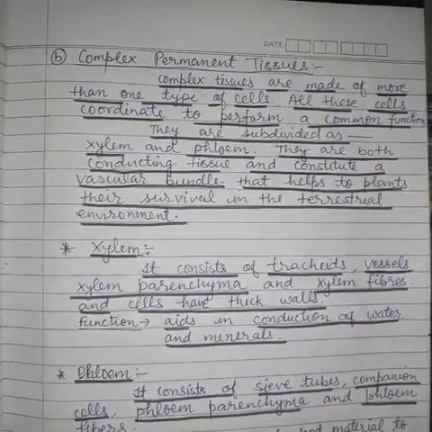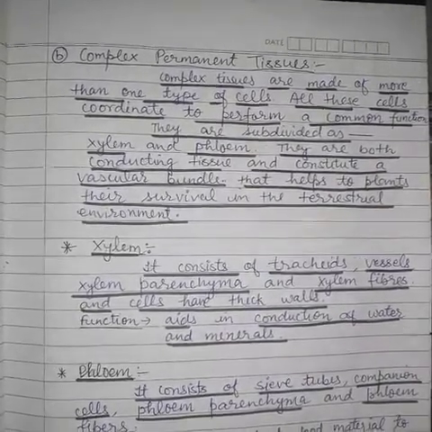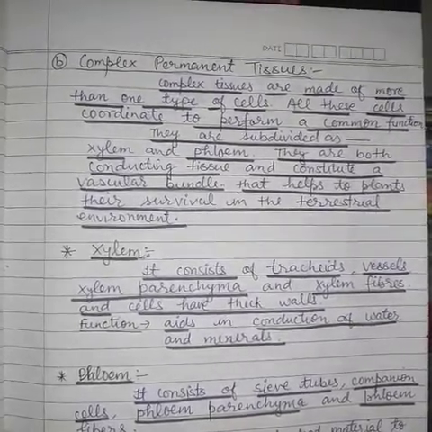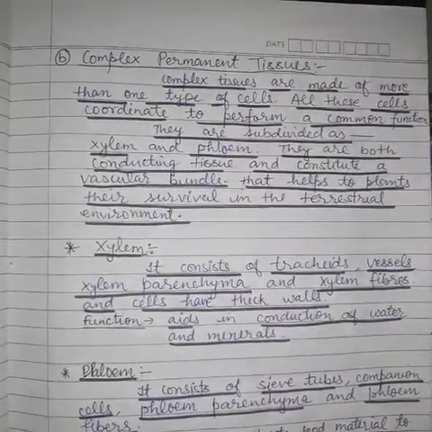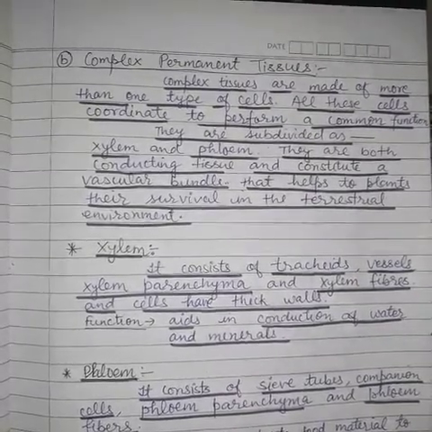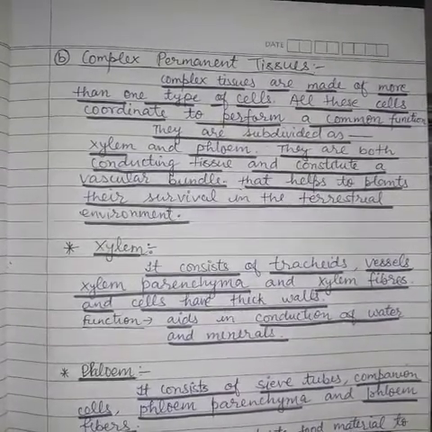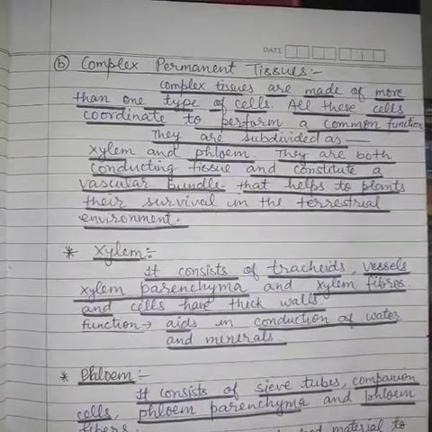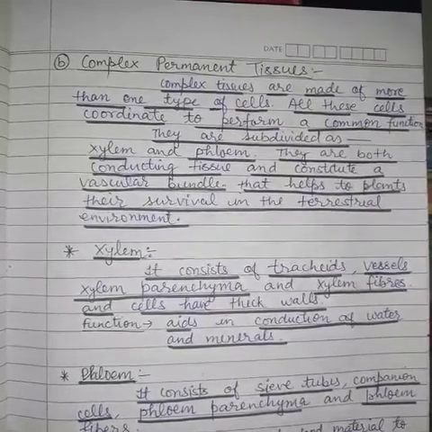We already learned about simple permanent tissue. Today we learn about complex permanent tissue. Complex tissues are made up of more than one type of cell. All these cells coordinate to perform a common function.